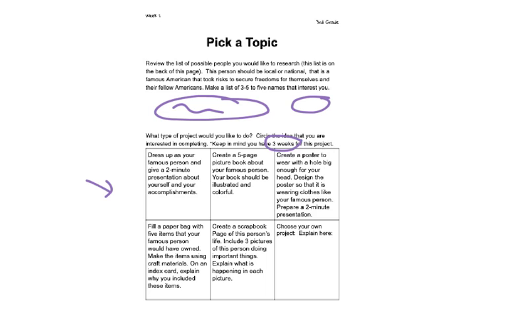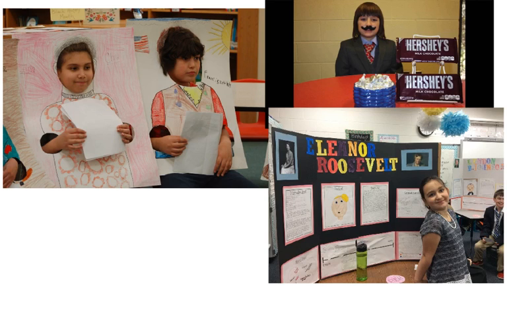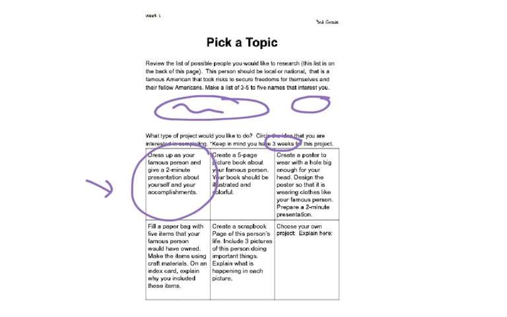So one thing you could do is dress up as your famous person and give a 2-minute presentation about yourself and your accomplishments. So that's kind of like right here, this scholar and this scholar, but they also added a poster. You don't have to do that. Just dressing up and giving the speech is perfect.